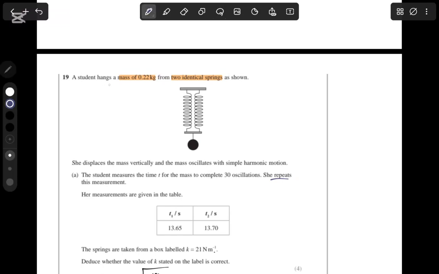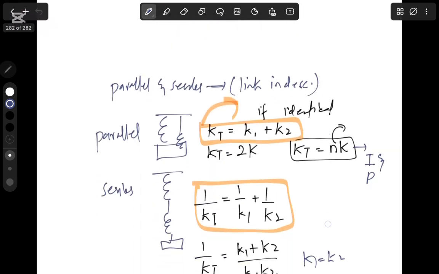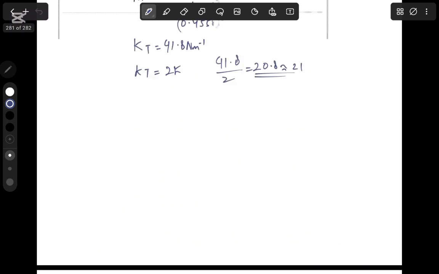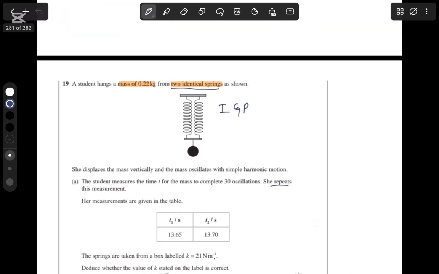Okay. So a student hangs a mass of 0.22 kg from two identical springs as shown. So here we have two springs shown to us. Now they are identical and they're in parallel. So we just saw that if they are in parallel, then your K total is equal to NK. Okay.